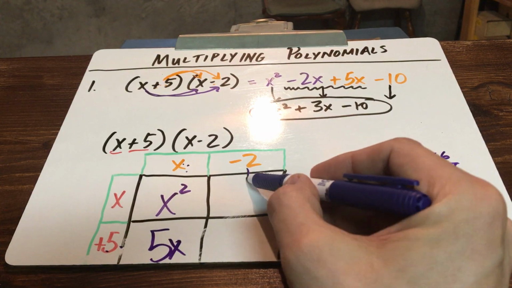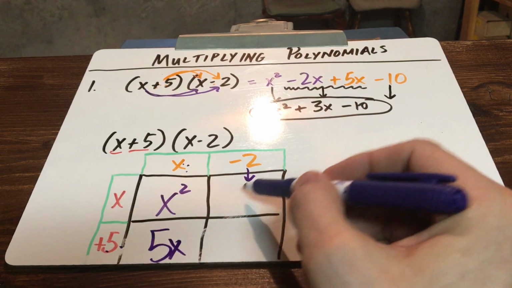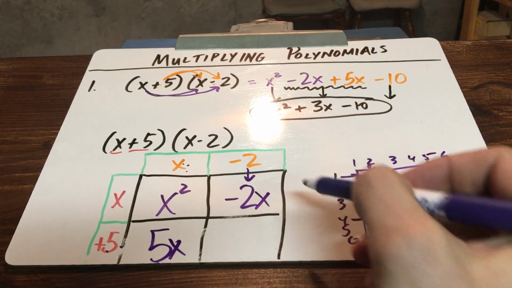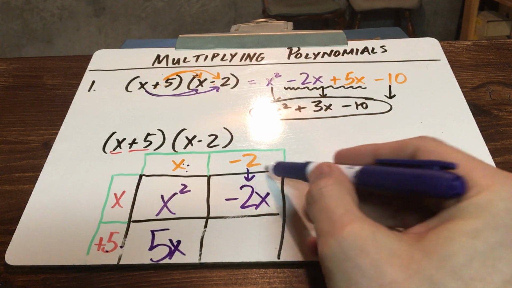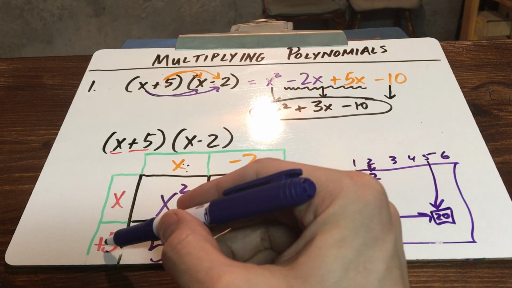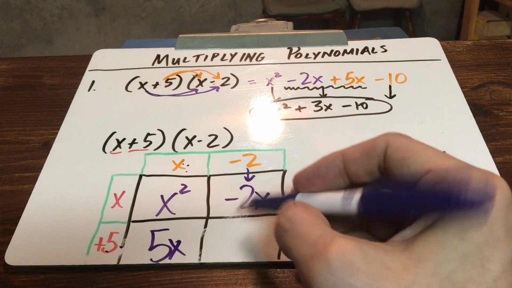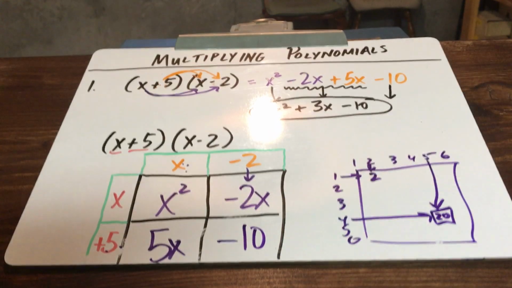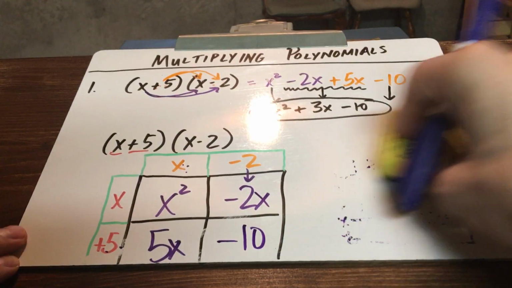Over here, you're going to have negative 2 and the x. And so negative 2 times x. And then in this bottom right-hand corner, you have the negative 2 kind of meeting up with the positive 5. And you're multiplying, don't forget, this is multiplying. 5 times negative 2 is negative 10. And so you get your 4 boxes filled in.